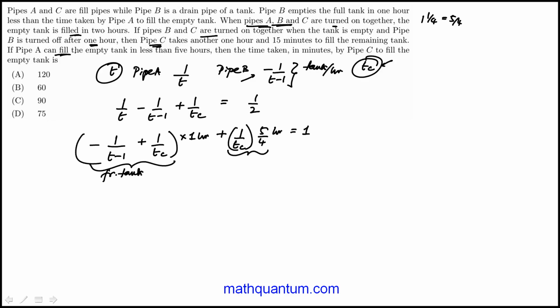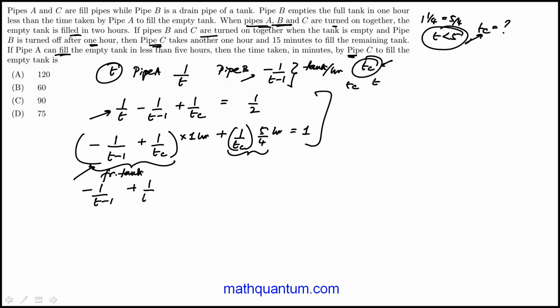We're told that pipe A can fill the empty tank in less than 5 hours, so t is less than 5. That's a condition. And then what's the time taken by pipe C? So we really need t sub c. So you'll see these are my two equations, two unknowns, t sub c and t. And you'll see it's easier to eliminate t sub c, because if we do it here, we'll have to plug it in, and you can't separate t and t minus 1. So it's better to isolate 1 over t sub c, even though we need t sub c. So we'll calculate t. So let's combine.